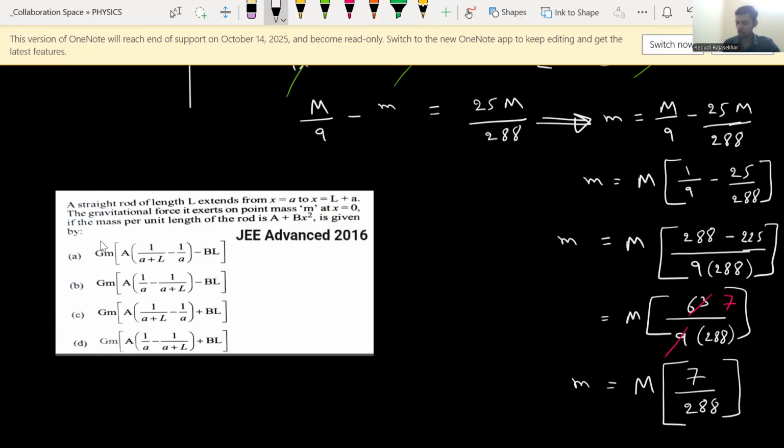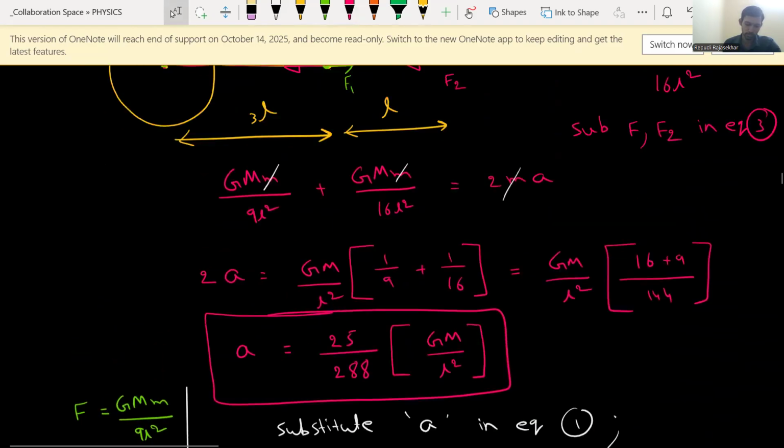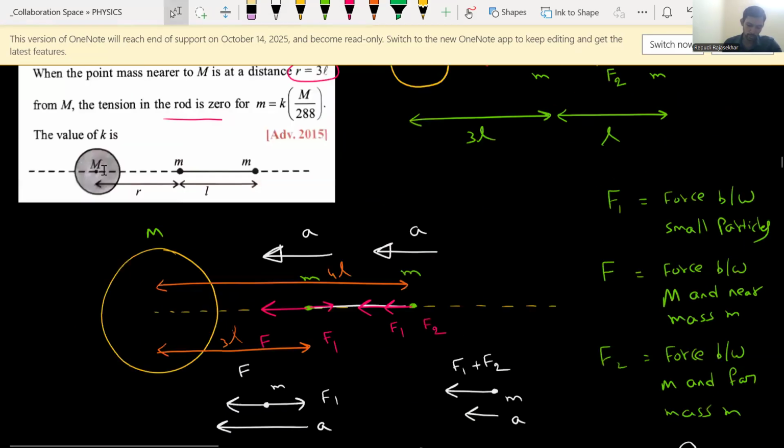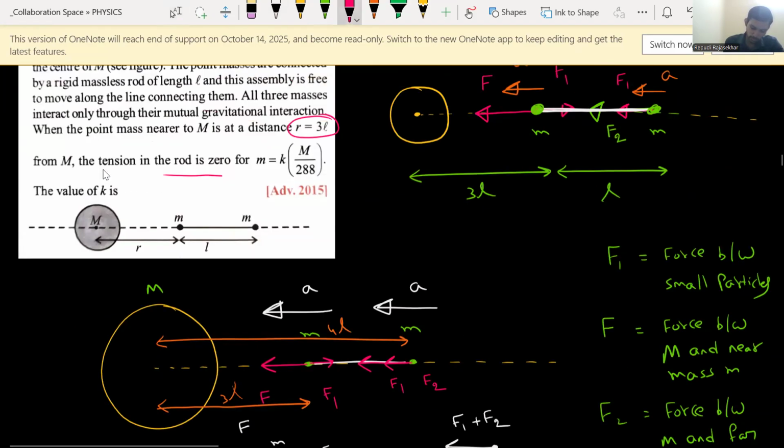Here in the question, what they are asking is the numerator. The numerator value is not given, so the numerator value we got is 7. So the answer for this question should be 7. Here the answer is 7 for this. Here this k value should be equal to 7.